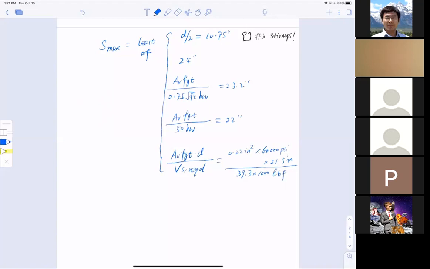LBF. Okay, so you carry out the calculation, show this number to be 7.26 inch. Just to be consistent, let me use the simplified mark. All right, that's all we need to do for this, right? So these are all the spacing requirements.